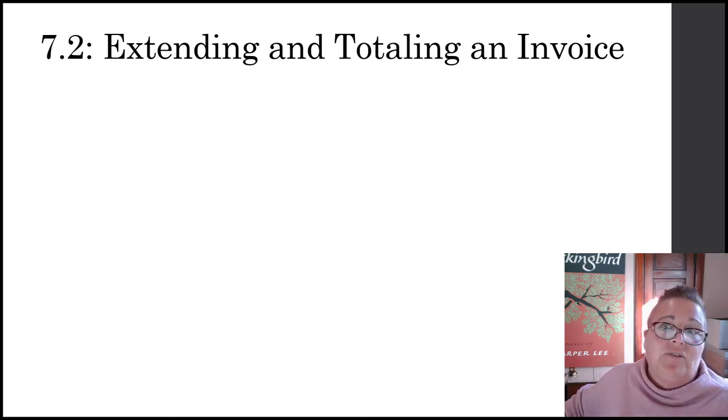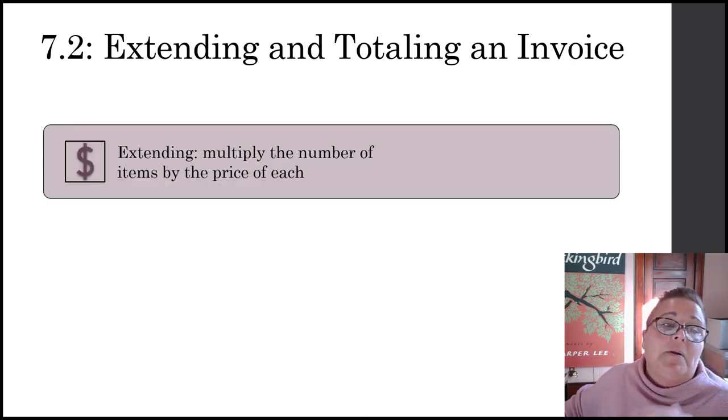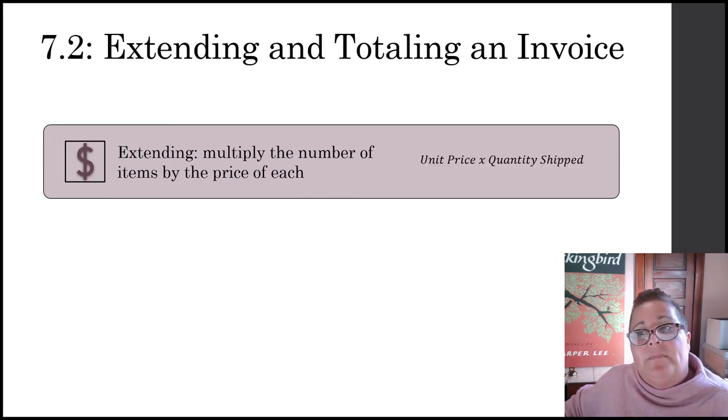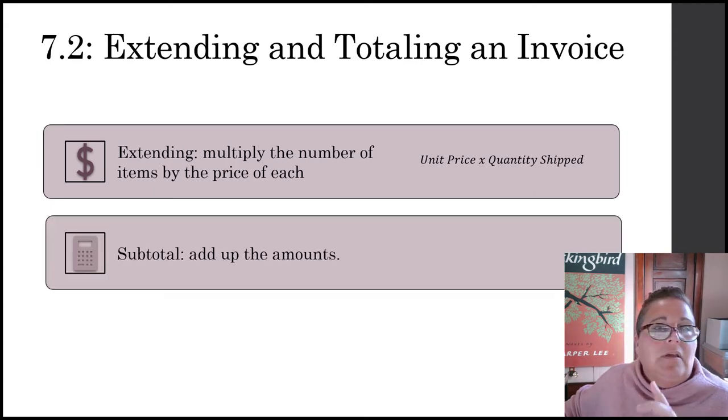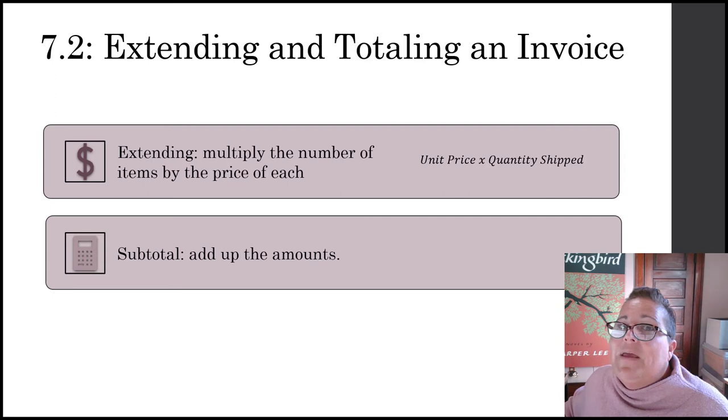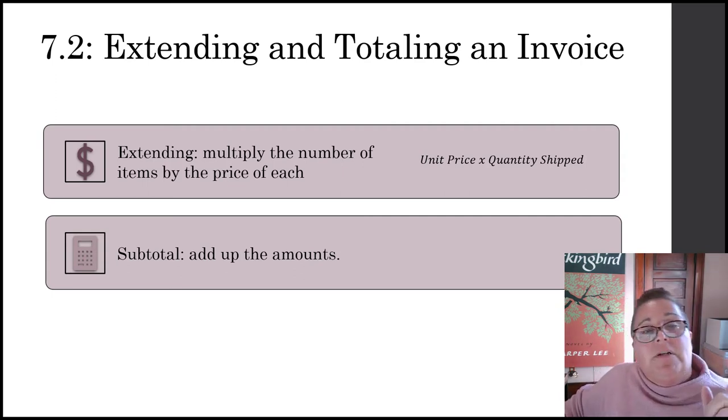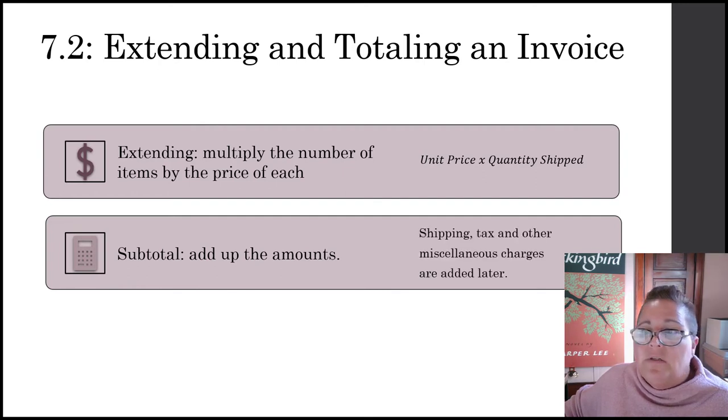It's actually fairly straightforward. You simply want to multiply the number of items by the price of each item. This is known as the unit price times the quantity shipped. The important bit here is that it is the quantity shipped and not the quantity purchased. If it's not shipped to you, you don't have to pay for it. Then you want to take the subtotal of those. That is, add up all of those extended totals.